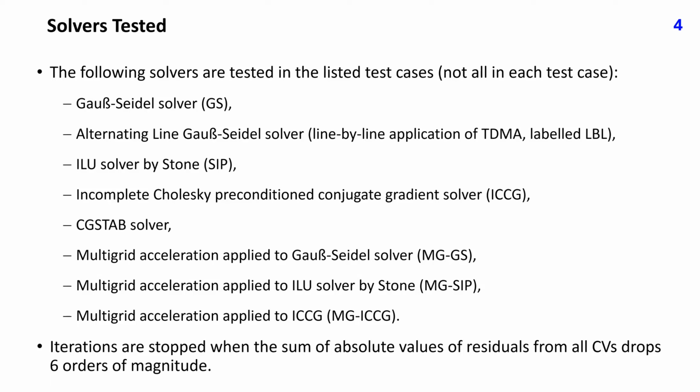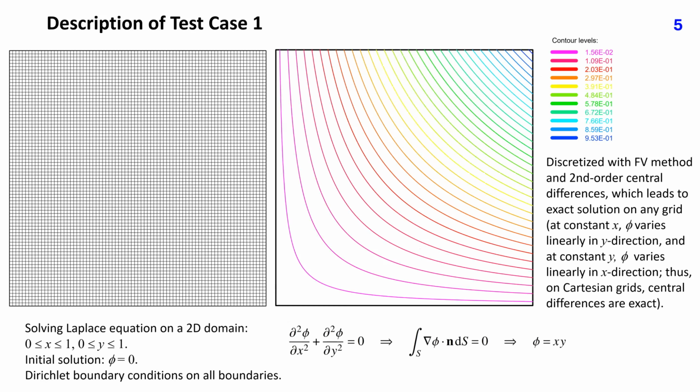In some test cases, the reduction of iteration errors is also monitored to show their relation to the variation of residuals. The first test case is about solving Laplace equation on a 2-dimensional square domain of 1 by 1 meter. The integral form of the Laplace equation is discretized by a finite volume method using second-order central differences to approximate the gradient of phi. The function phi equal x times y satisfies the Laplace equation, so the exact solution is obtained when at all boundaries Dirichlet conditions with specified values of the function are used.